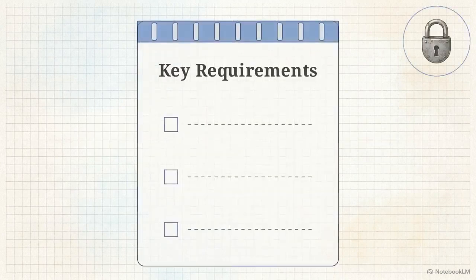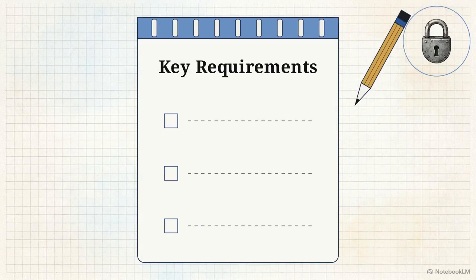Pause the video here. Based on the historical bottlenecks we just covered, write down 3 specific technological requirements that needed to be invented to overcome these hardware and learning limitations.